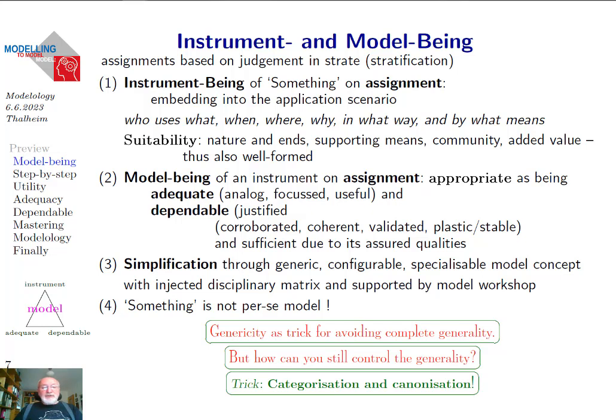Suitable according to the way we want to use the model as an instrument. An instrument can now be used as a model, but it should be adequate. I should explain what that means. And it should somehow be believable or dependable. Believable means in this case we should have a justification. It should be corroborated, coherent, validated, stable, and of course it should have a sufficient quality to be used.